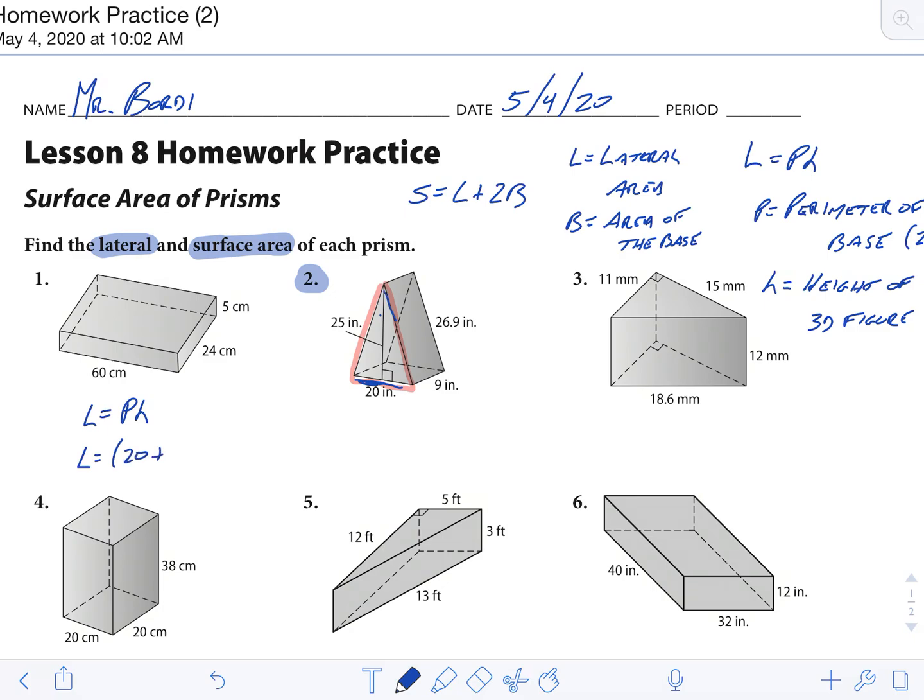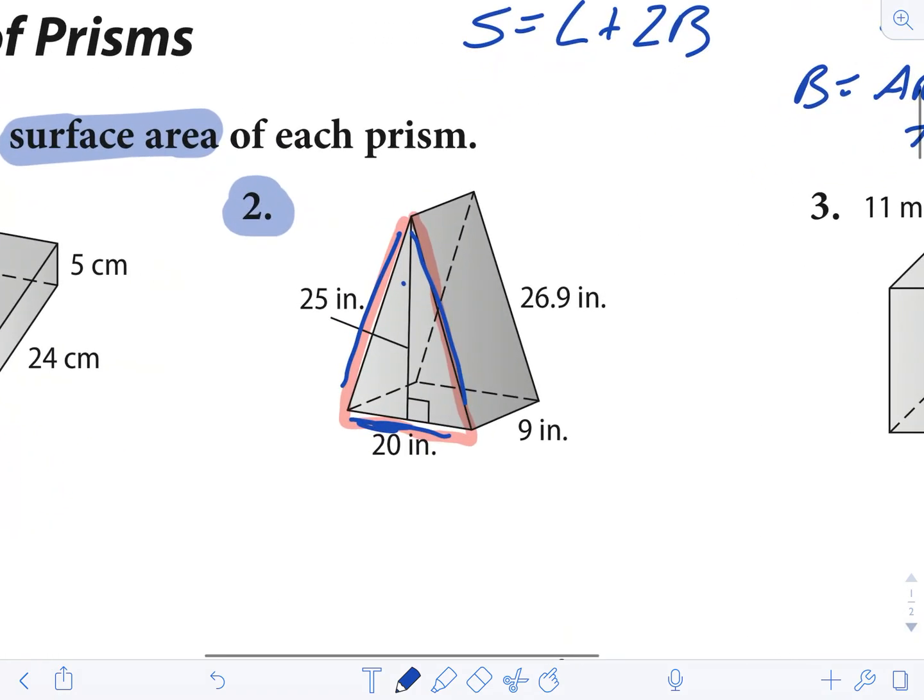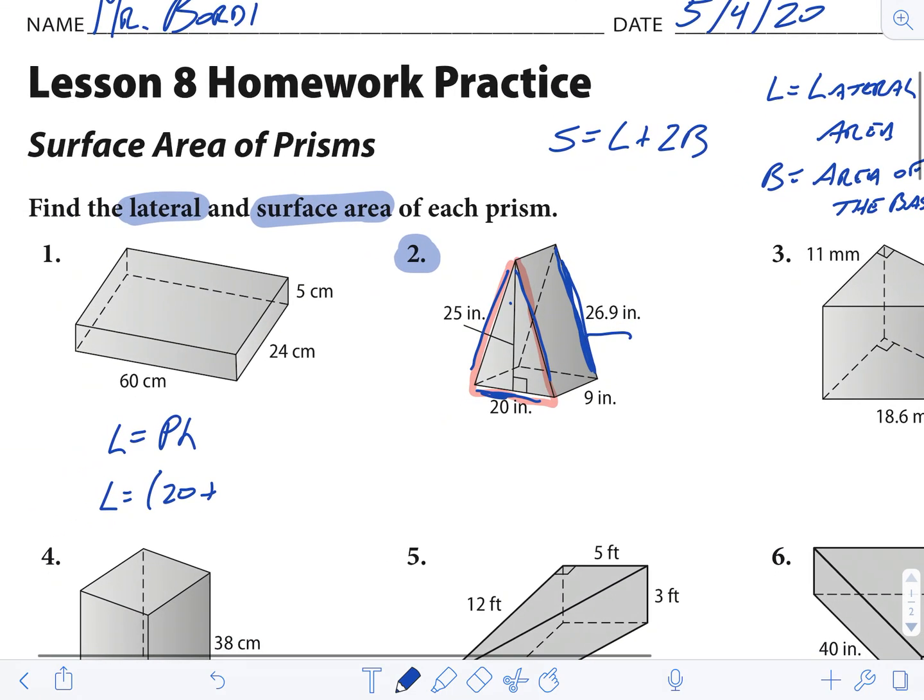Now I need to find these 2 sides. This is an isosceles triangle where these 2 sides are the same. I will tell you it's not 25. It looks like it's 25, however that 25 is pointing to this line down the middle, so it would not be 25. You actually have to look over here to this 26.9. So I'm going to add 20 plus 26.9, and since it's isosceles, the other side is also 26.9.